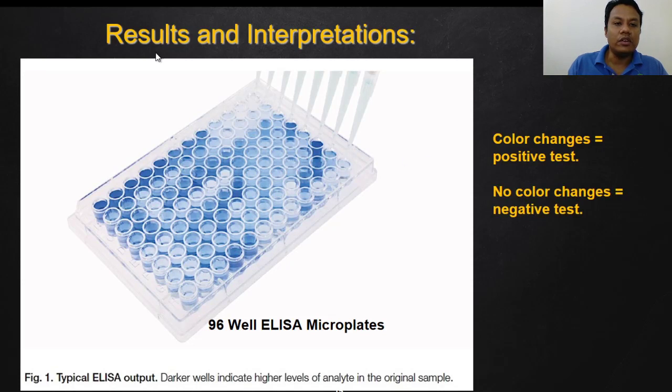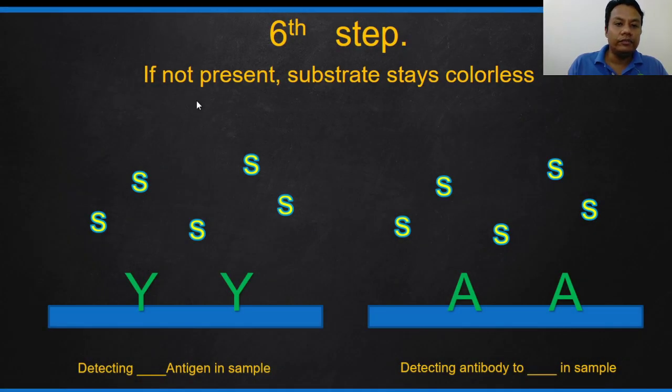So how about the result and interpretation? A positive sample will have color changes, and no color change means a negative sample. If the enzyme antibody conjugate is not present because it has been washed away earlier, the substrate will stay colorless because there is no enzyme to turn it active and produce color. What happened here? This is a negative sample. This patient does not have the antigen in their blood.